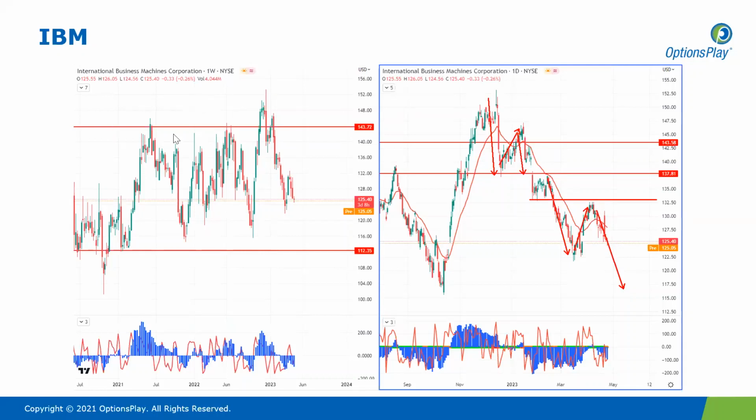And when you look at the bigger picture, at the weekly time frame, you can see that IBM has been in this range between 150 and around 115. So it hasn't quite reached the bottom part of the range just yet, and I'm looking at this move, thinking that it might potentially complete the larger move and actually retest the bottom part of this range.